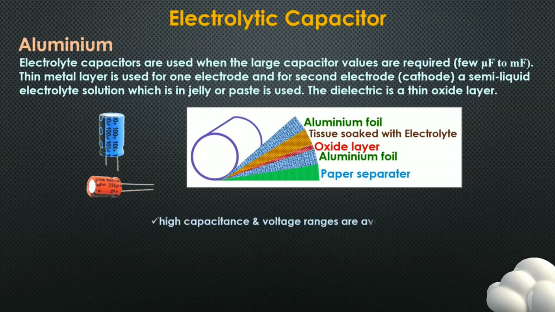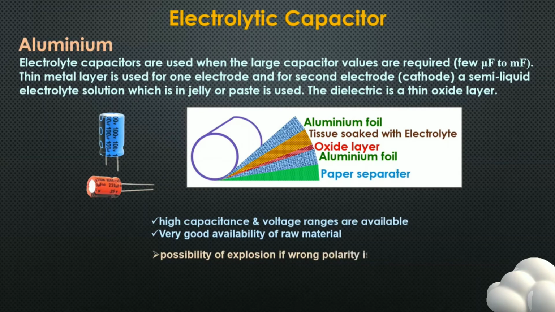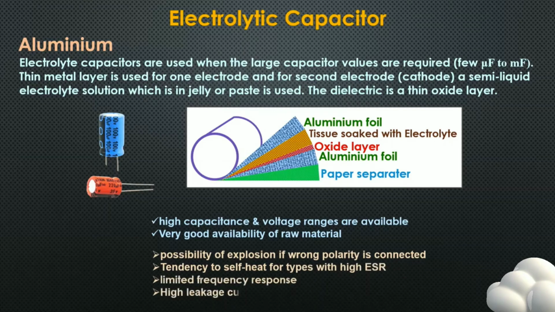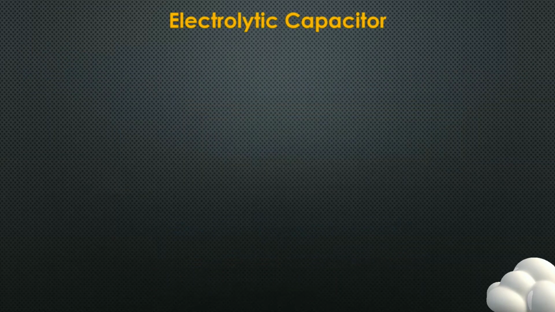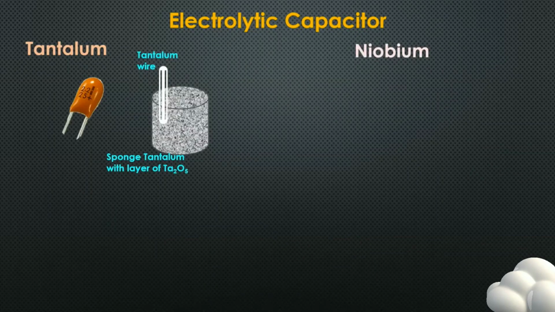the two electrodes. The characteristics: high capacitance and voltage range are available, and very good availability of raw material. That means raw materials are very easily available. There is a disadvantage related to electrolytic capacitors: possibility of explosion if wrong polarity is connected. If the polarity is not matching with the circuit, it may explode. Tendency of self heat for types with high ESR, limited frequency response and high leakage current, and of course it will have aging effect. The other two types of electrolytic capacitors are tantalum and niobium.